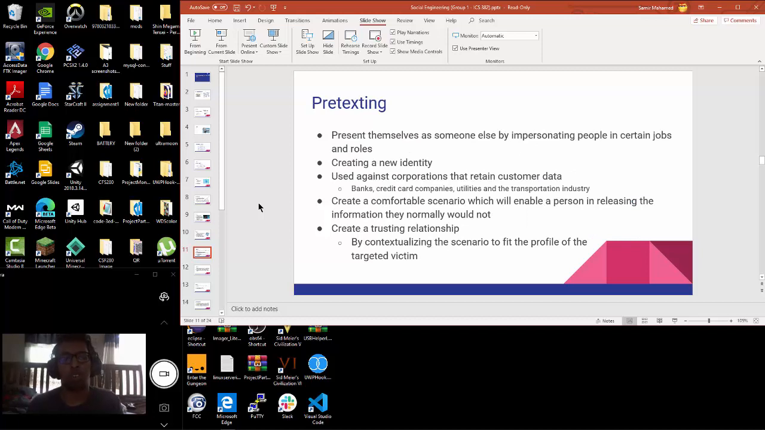Pretexting is someone presenting themselves as someone else by impersonating other people, usually fake identities, creating new identities, and all those kinds of things, and trying to create a trusting relationship before going for it. So it's pre-planned. It's a layout that they have to follow and make sure they follow perfectly.